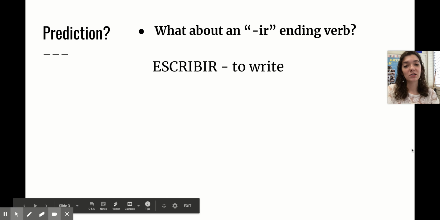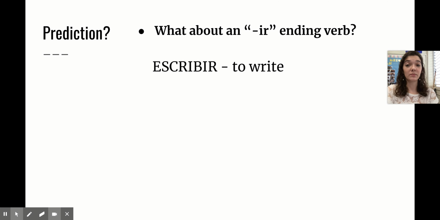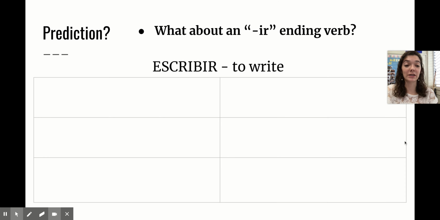Next, we got an IR verb. Okay, IR verbs are very similar to our ER verbs. So if they are very similar to our ER verbs, what do you think the endings might look like for a verb like escribir? Escribir means to write. Repítame, escribir, escribir.